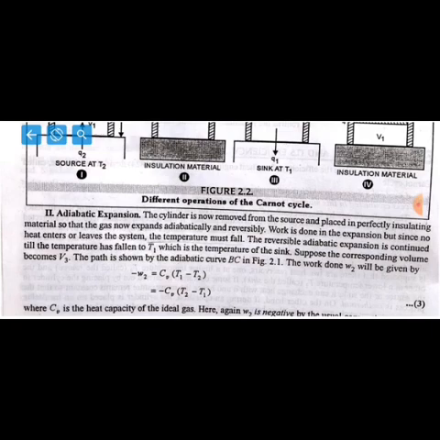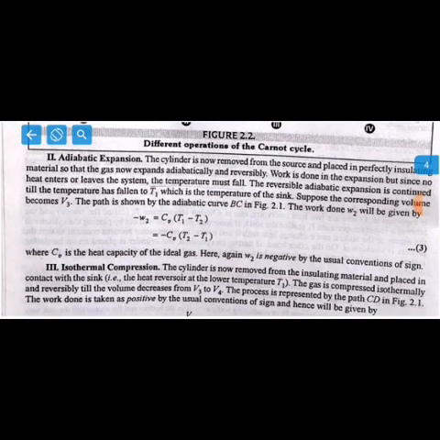The work done W2 will be given by minus W2 is equal to CV (T1 minus T2), which is equal to minus CV (T2 minus T1), where CV is the heat capacity of the ideal gas. Here again W2 is negative by the usual convention of sign.